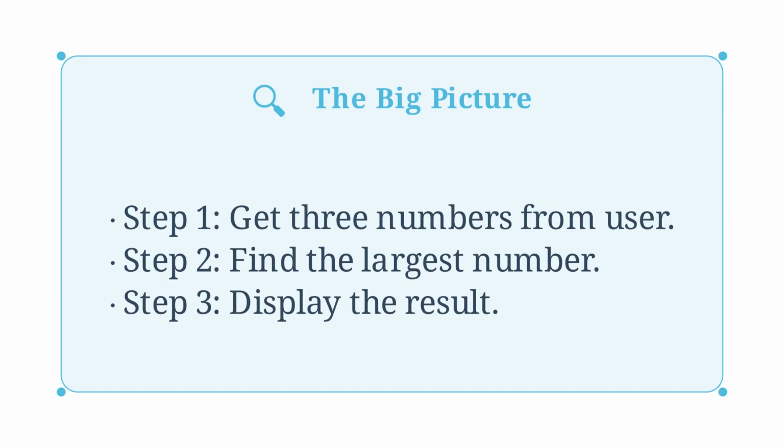Now I can identify 3 major tasks. Step 1. Get 3 numbers from the user. Step 2. Find the largest number. Step 3. Display the result. Much clearer already.